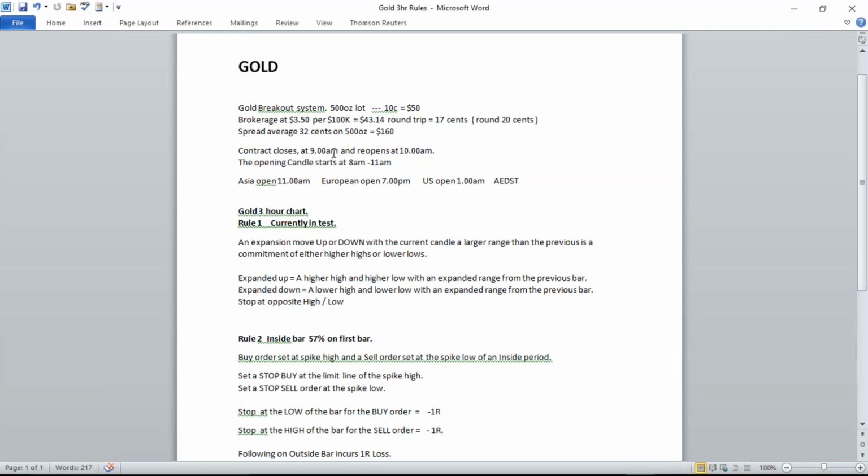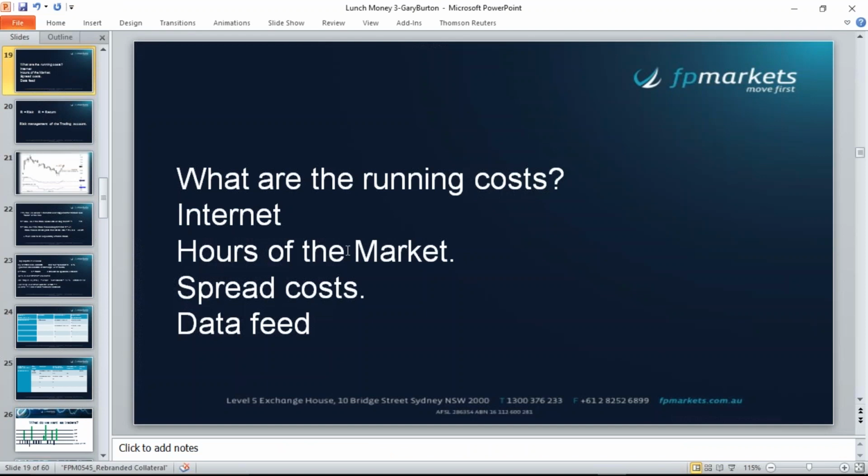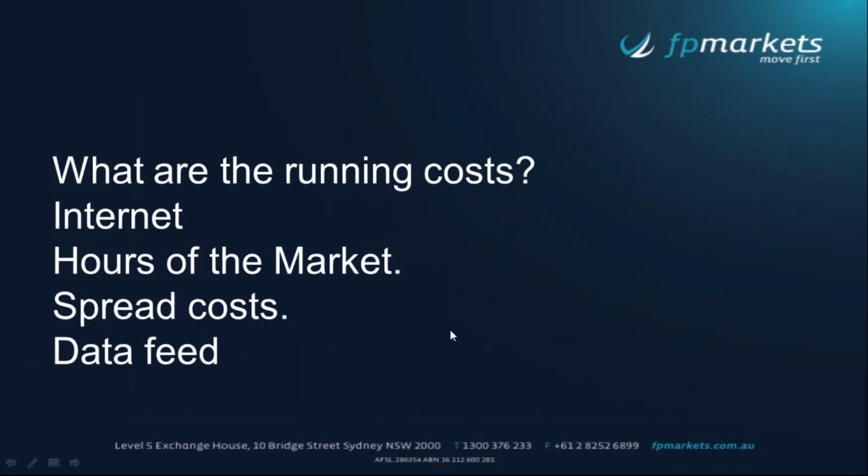The contract opens at 9 a.m., closes at 9 a.m. in the morning, reopens at 10 a.m. This is a little bit skewed now because of daylight saving. I think it closes at 8 now. The opening candle starts at 8 a.m. and runs, and I'm looking at a 3-hour time frame. The Asian Open is 11 a.m., the European Open is 7 p.m., and the US Open around 1 a.m. Down here, I'll go into this a bit later, are basically the guidelines of what I'm looking for. It's as simple as that. Just write down what you're actually doing.